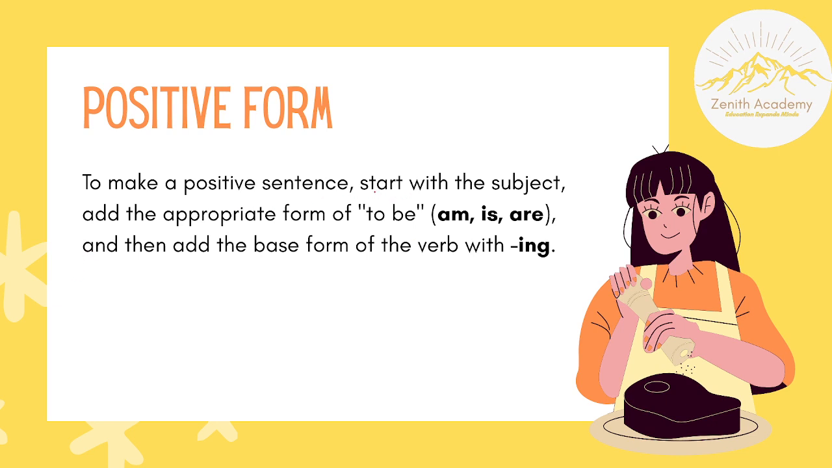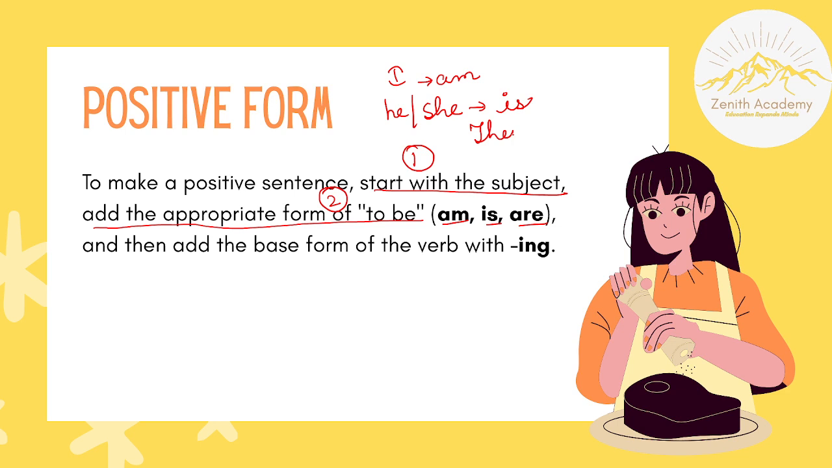Now to make a positive sentence, start with the subject. Then add the appropriate form of to be. Now what are the different forms of to be? Am, is and are. Right? Am is used with I. With he or she we use is, and with they or we use are.